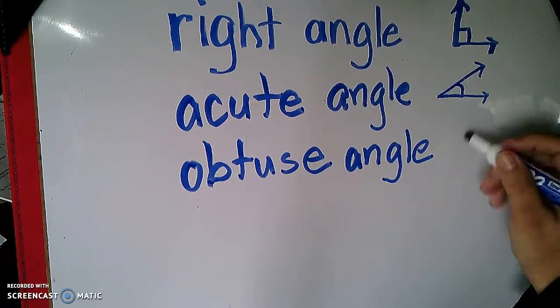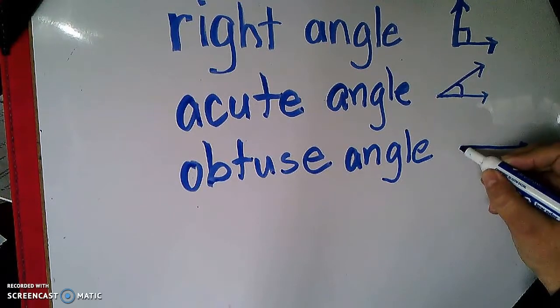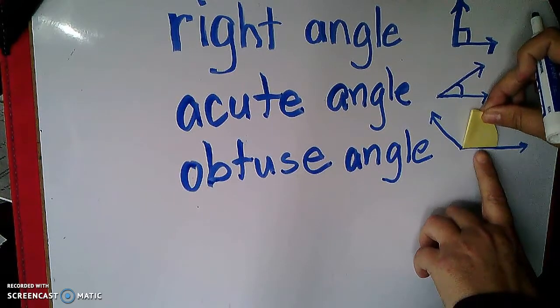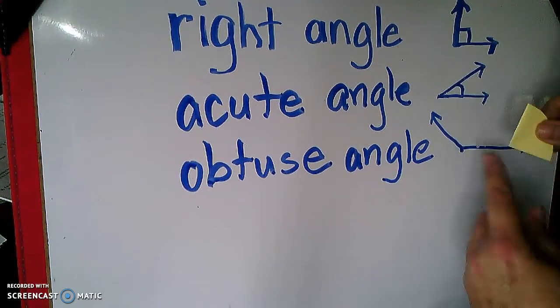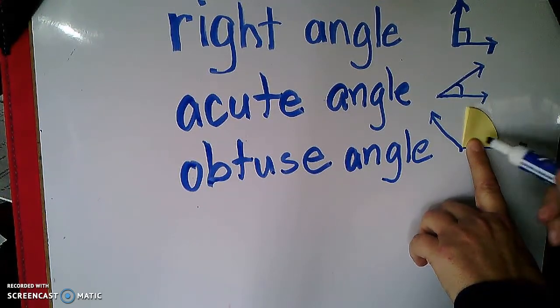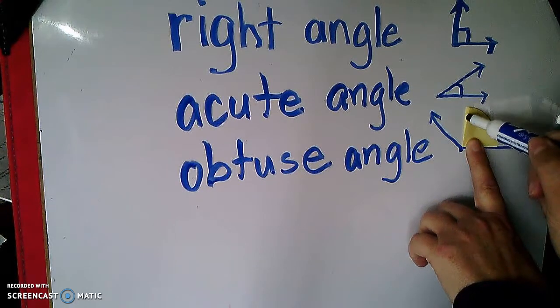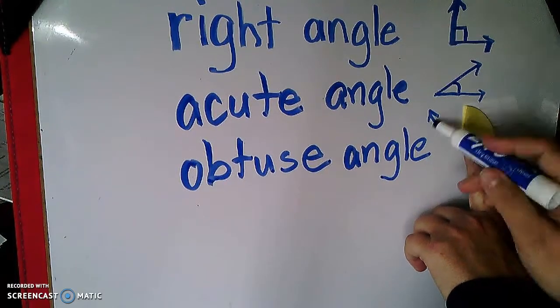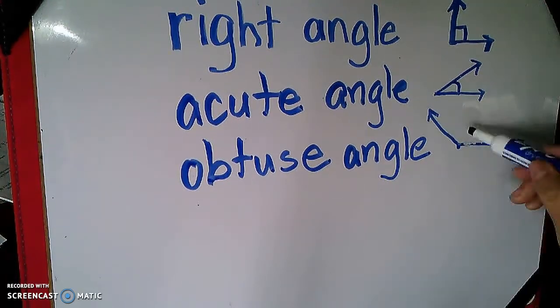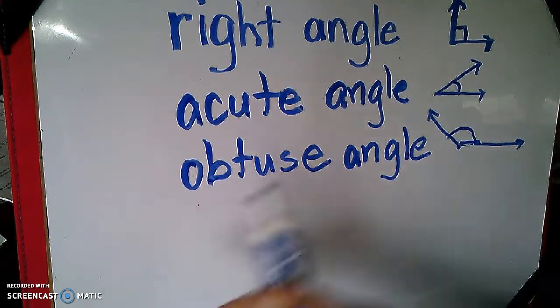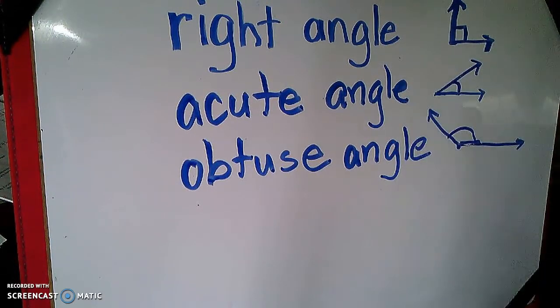Now for an obtuse angle, I'm going to take my right angle template and line up this point to the point on my right angle template. And I see that the second ray of this angle goes far beyond where my right angle should be. It's greater than a right angle. That is called an obtuse angle. So these three kinds of angles, a right angle, an acute angle, and an obtuse angle, are the three things you need to know for today's lesson.